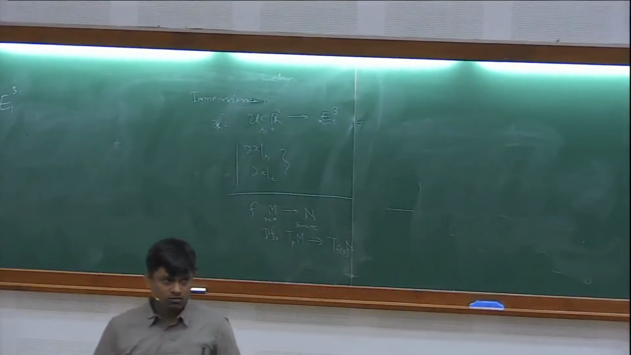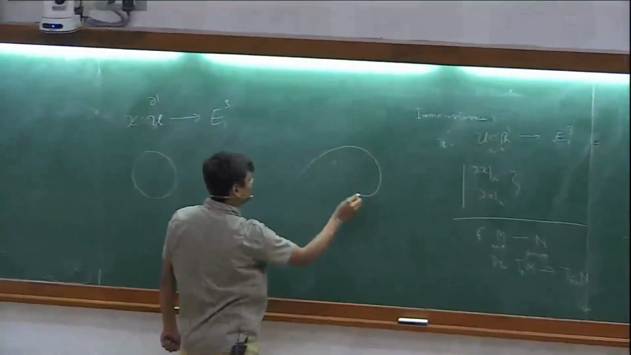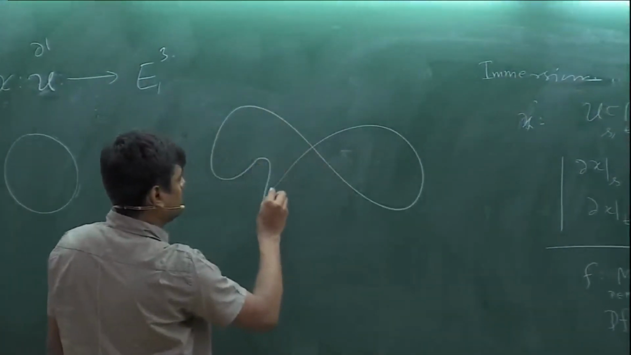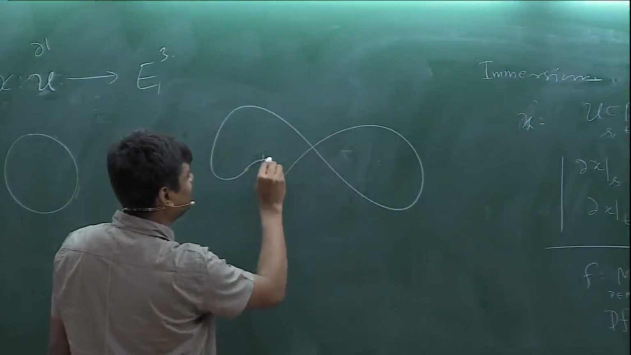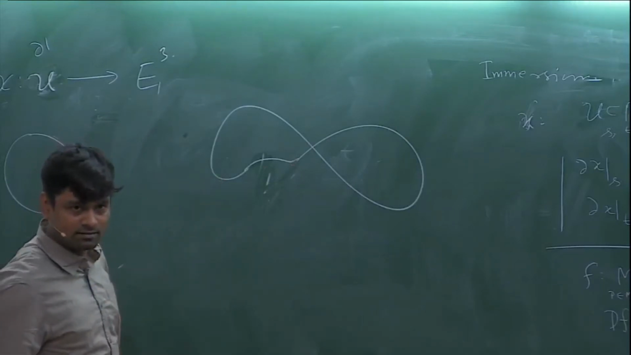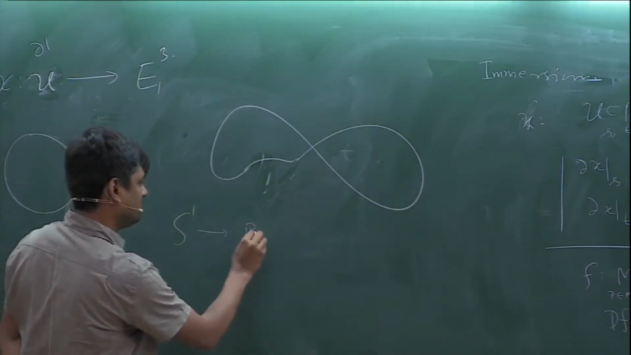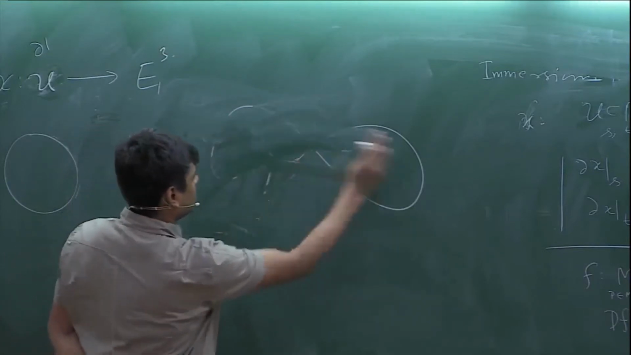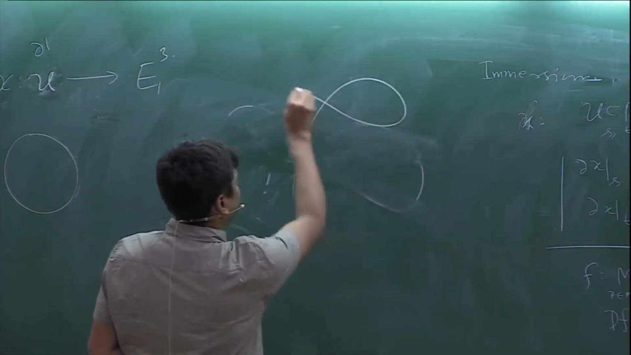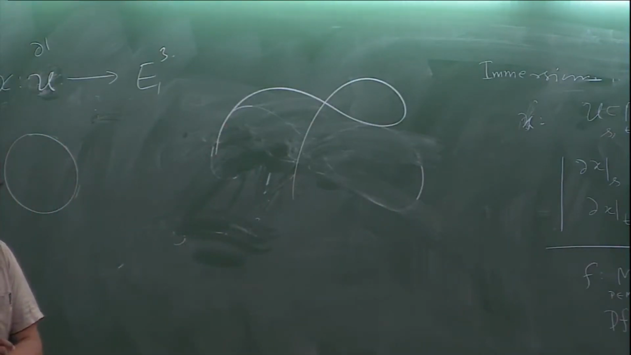So this is an immersion. This is an immersion of a circle into R2. Okay, so an immersion may have self-intersection. Immersion may have self-intersection.